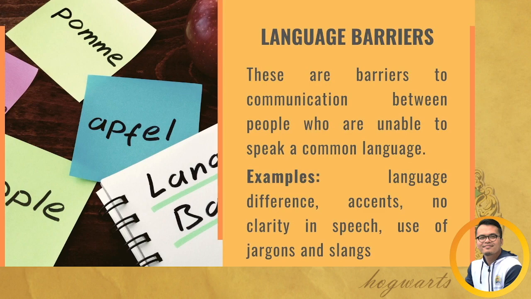Next is language barriers. These are barriers to communication between people who are unable to speak a common language. The inability to communicate using a language is one of the most common communication barriers. Language differences, accents, no clarity in speech, the use of jargons and slangs are examples of language barriers.